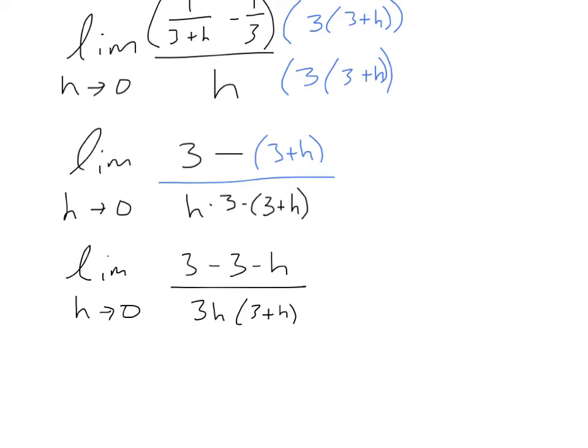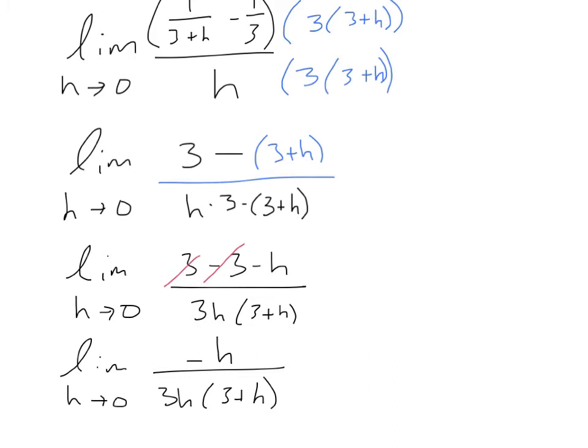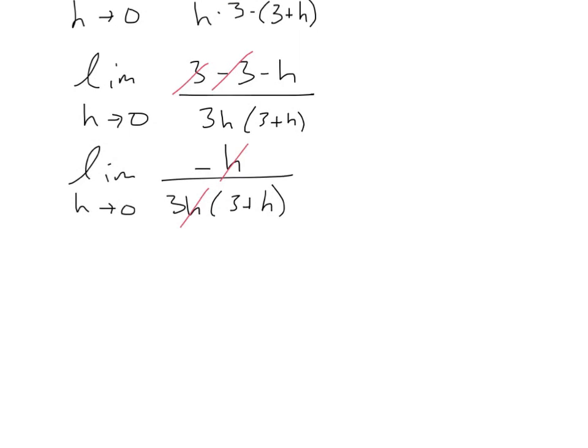Surprise, surprise, something magical happens. There's a 3 minus 3, and those combine to give us 0. So what I have left is the limit as h approaches 0 of negative h over 3h times 3 plus h. And once again, how amazing, the h's will divide out and be gone. All I have now is the limit of negative 1 over 3 times 3 plus h.